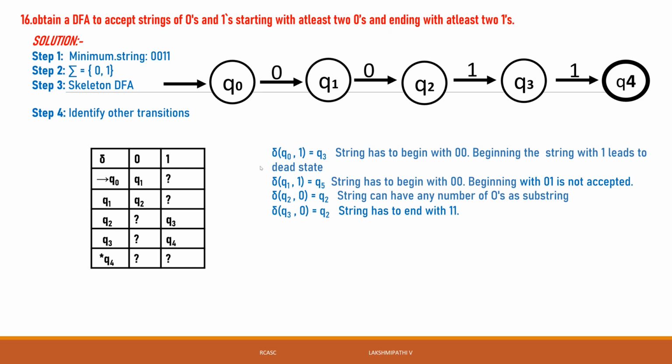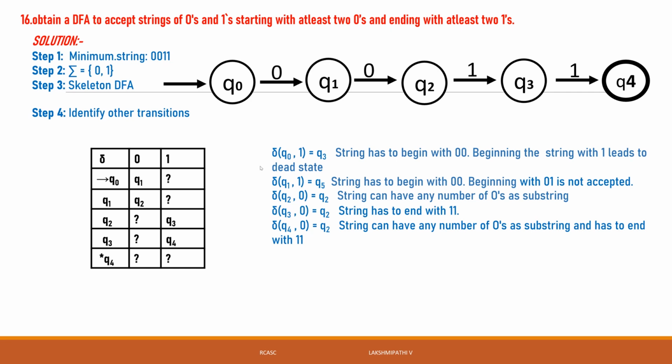Then once again, Q4 of 0. Q4 of 0 has the same condition, because the string ends with 1 1. Because of that reason, the machine is in the Q4 state. If you have one more 0, then once again it goes to Q2, and then it must end with 1 1. After the 0 you again have 1 1 at the end. Because of that reason, Q4 of 0 will be Q2.